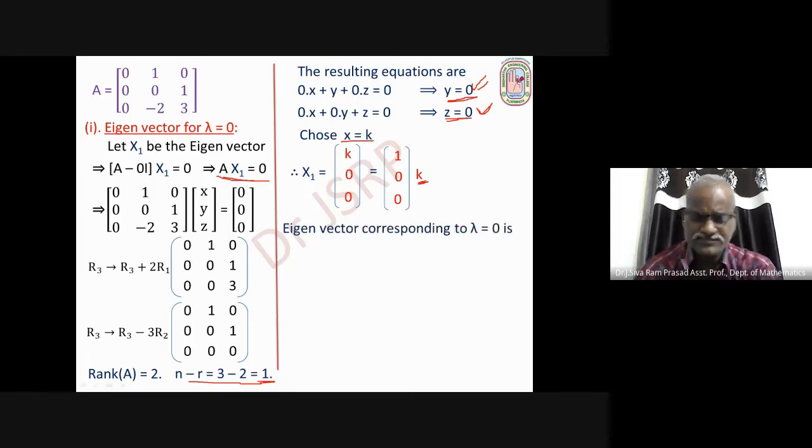So eigenvector corresponding to lambda equal 0 is x1 equal 1, 0, 0. So in particular take k equal to 1 here. Okay. Suppose if you get fractions here, you have to choose k so that the fractions are cancelled. Okay. So this is the eigenvector corresponding to the first eigenvalue lambda equal 0.